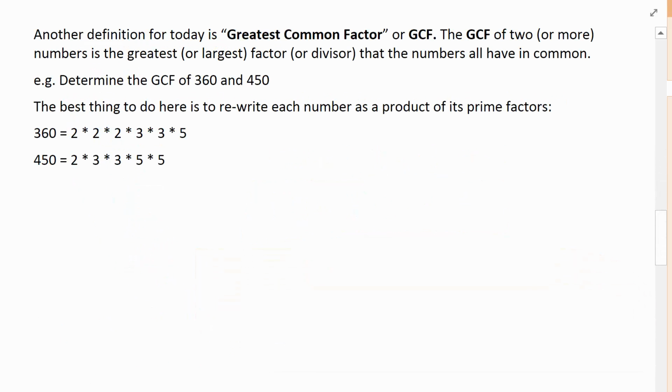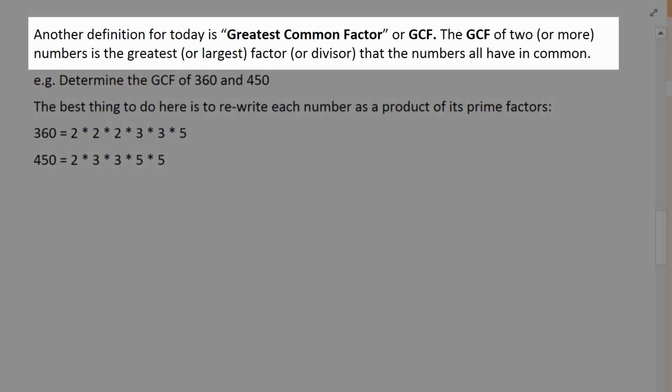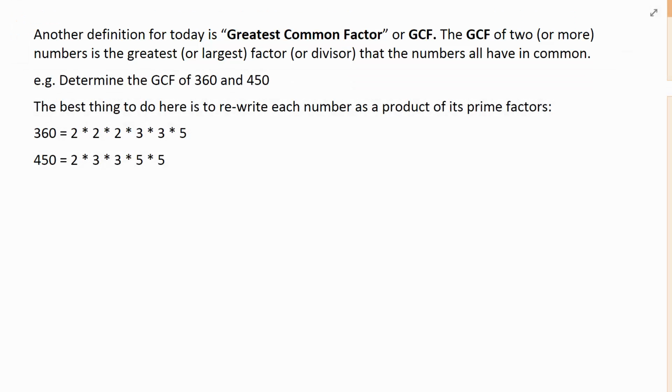And our next definition, the greatest common factor, or the GCF. The GCF of two or more numbers is the greatest, or the largest, factor, or you could use the word divisor. It is the greatest factor that the numbers all have in common. So for example, determine the greatest common factor of 360 and 450. What's the biggest number that divides evenly into both of those?